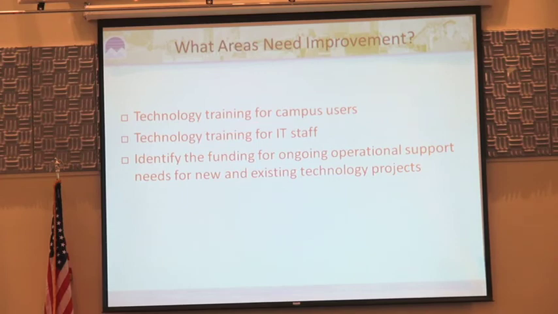We will try to improve the training for the campus user, and we will try the training for our own IT staff, and we identify the funding for ongoing operational support needs for the new and existing technology projects, because right now we are vulnerable. We have so many technologies, so many buildings, and the staff is too short. We don't have enough staff. Our staff is thin, and also the funding for ongoing support, we don't have it. So that's one of the action improvement plans in the evaluation that the Vice President and AMGU were working on. Next.